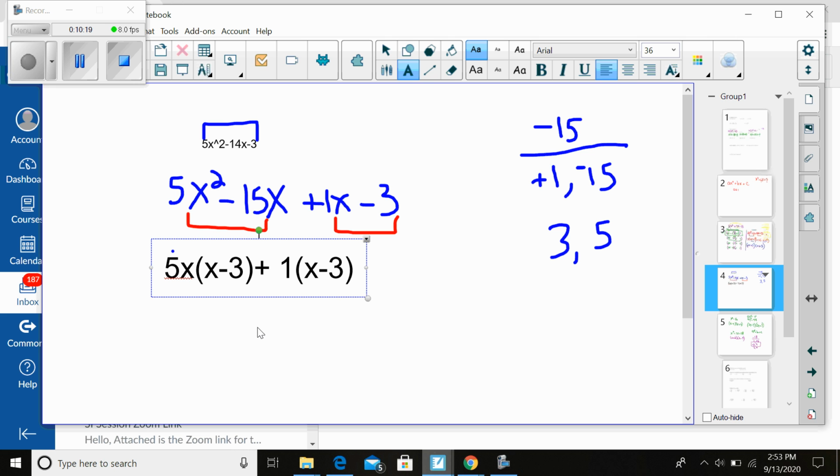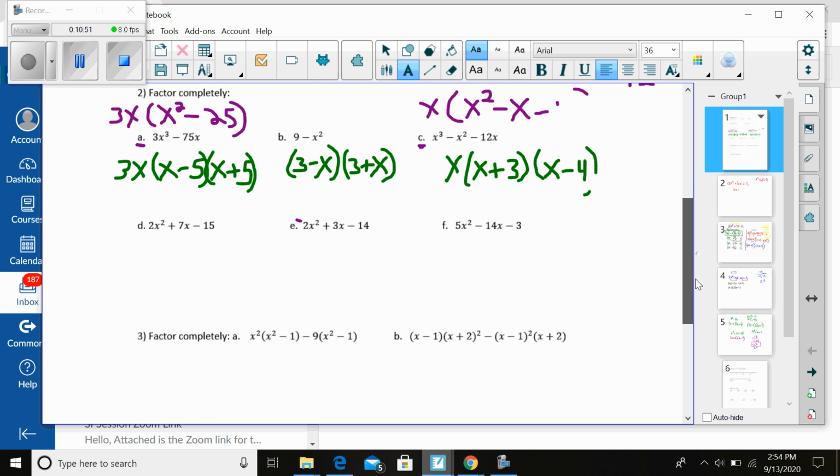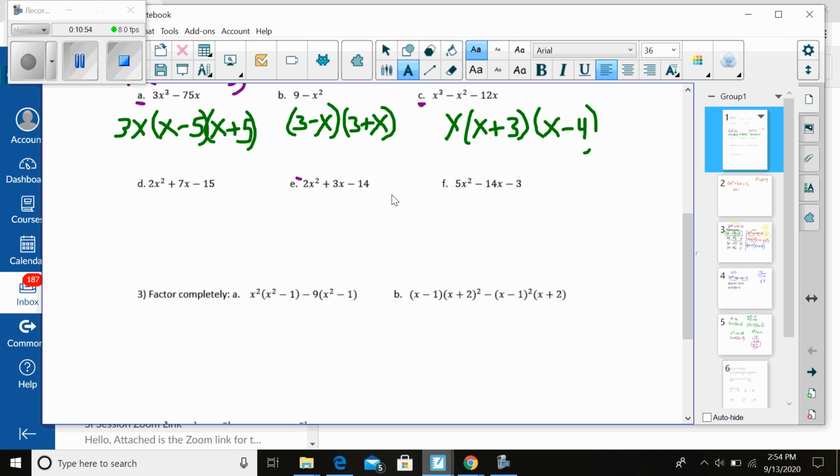And then what factors out of each term of this expression? I keep calling it an expression when I mean a term. I can factor out the x minus 3, and then I am left with the 5x plus 1. And I should always double check by FOILing, multiplying this back and making sure I get back to where I started. So let's go back to letter E, and you try that on your own.